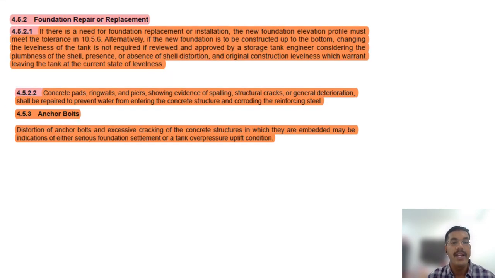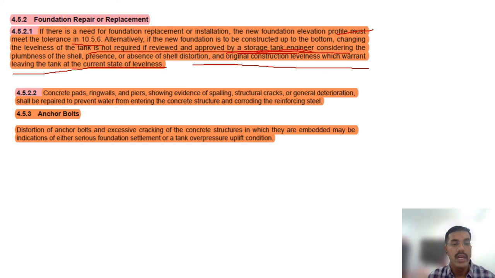Foundation repair and replacement. If there is a need for foundation replacement and reinstallation, the new foundation elevation profile must meet the tolerance in 10.5.6. Alternatively, if the new foundation is to be constructed up to the bottom, changing the levelness of the tank is not required if reviewed and approved by a storage tank engineer. This is a closed book question. The storage tank engineer considers the plumbness of the shell, presence or absence of shell distortion, and original construction levelness, which warrant leaving the tank at the current state of levelness.